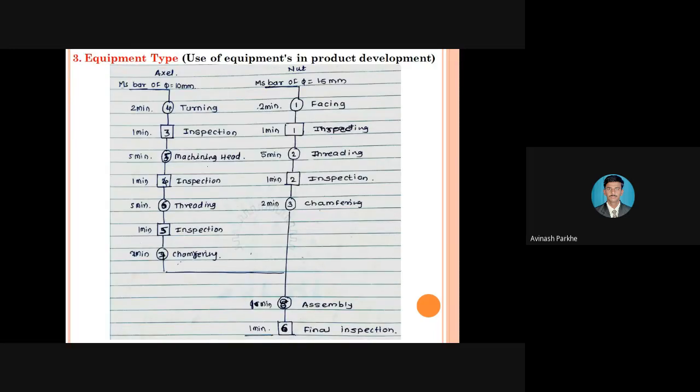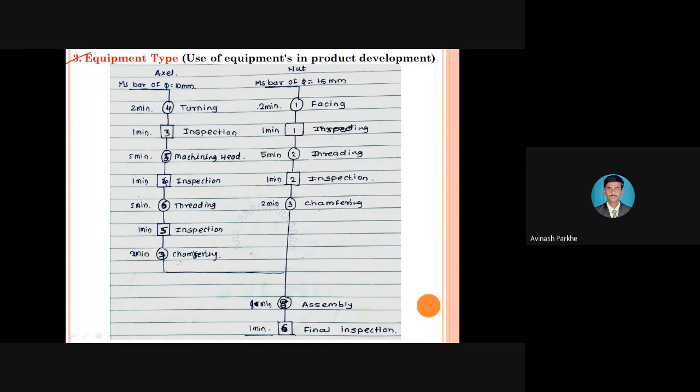And then the third one is the equipment type. Equipment type means whatever equipment, whatever machines we are using to convert the raw material into finished goods, all the activities, all the operations performed by that particular machine or equipment are represented by using this equipment process chart. And this chart is very simple to understand.